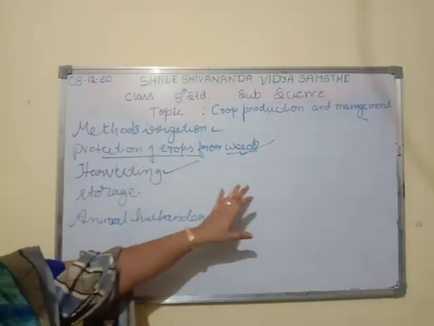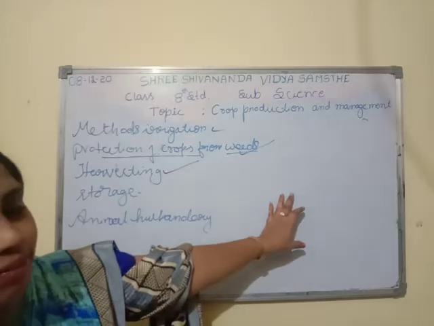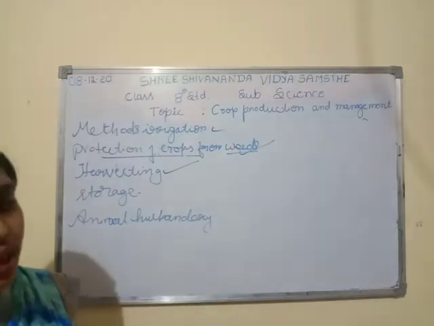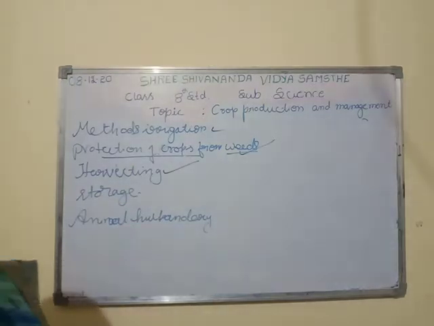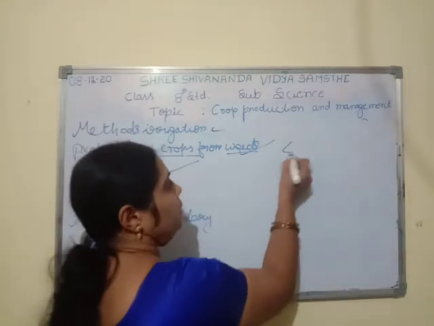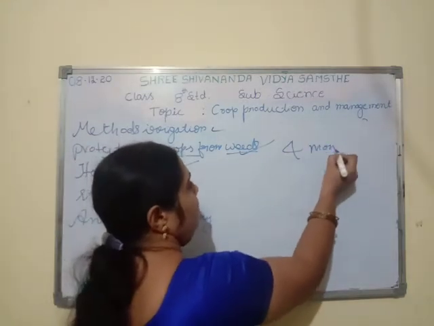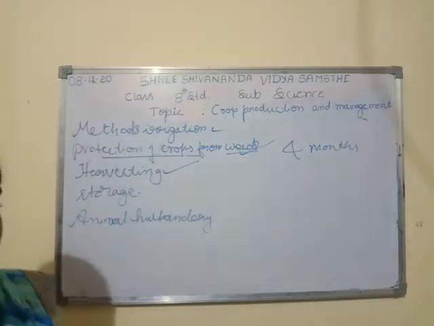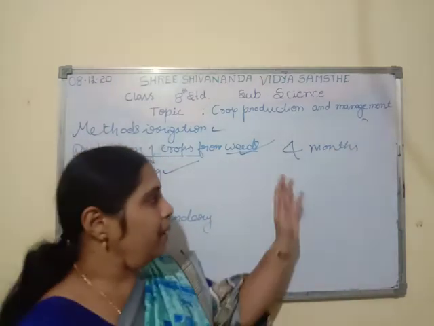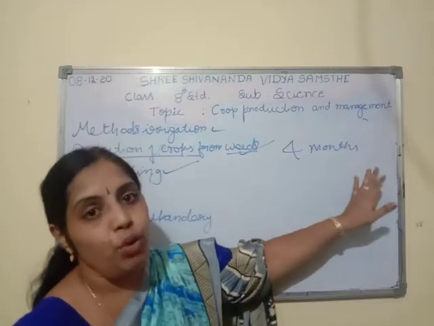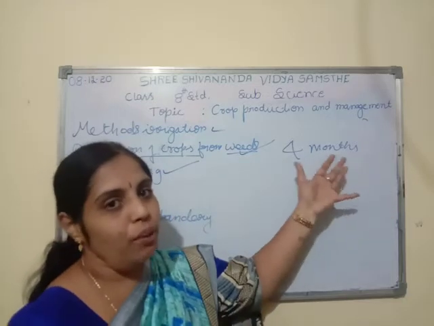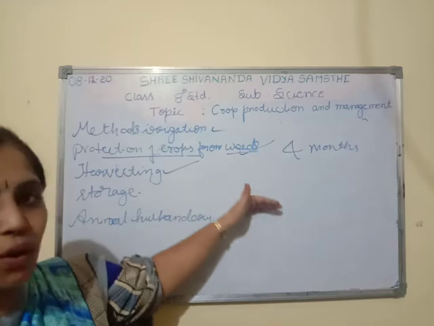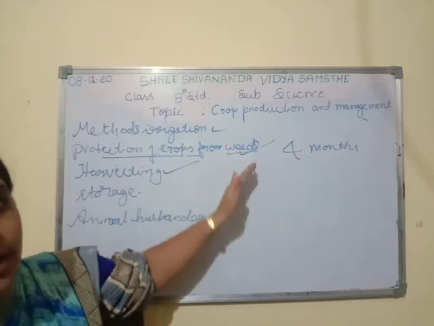Andre katavu maduvantaddu. Okay, after maturity, in each season, it will take about 4 months. So one season ige plant adu maturity stage ge barodike, how many months will it take? It is about 4 months. So 4 months tanka istella steps follow, we should follow all these steps.